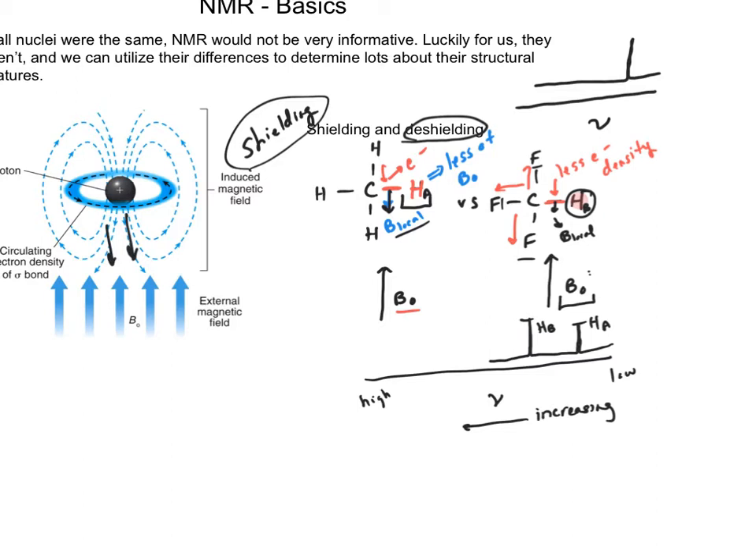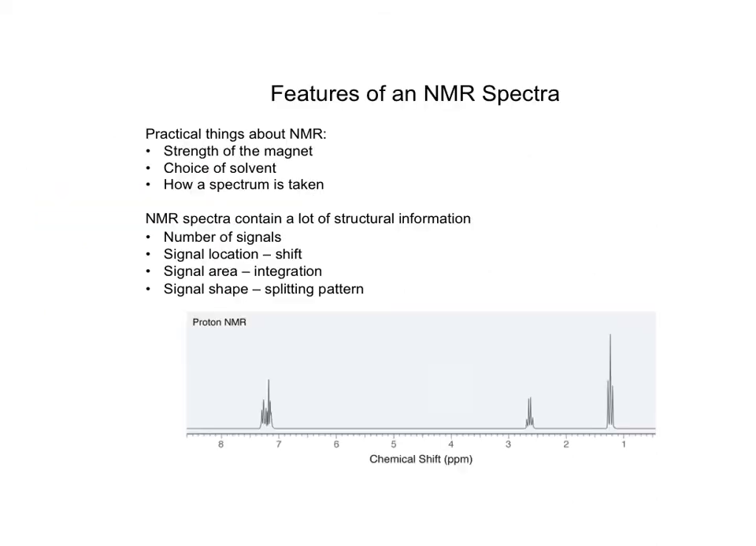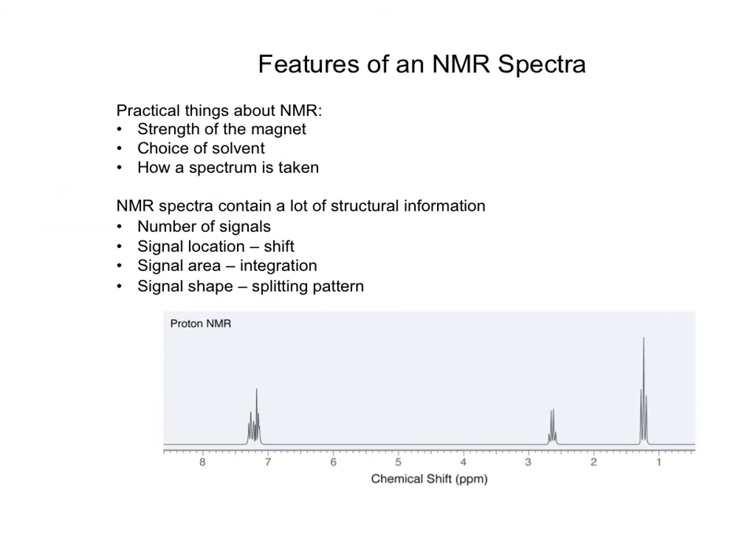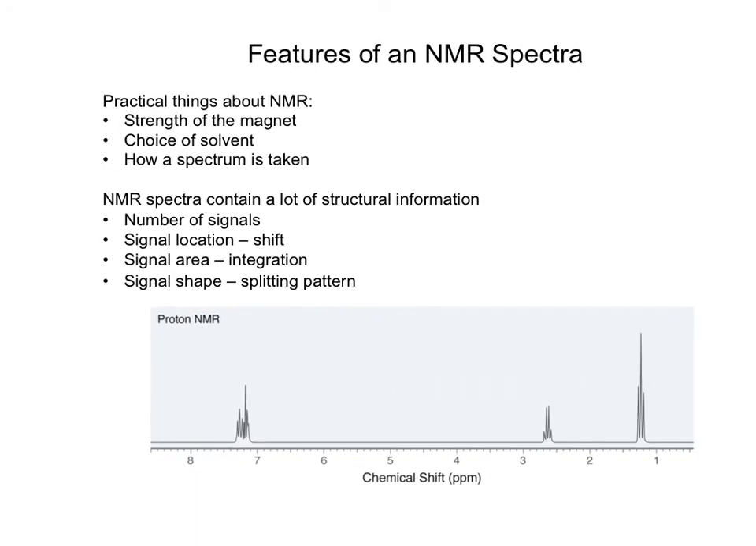Okay, so that's the basis. So now we're going to talk about real NMR, what it actually looks like, and what we can gain from a spectrum. How we're going to actually utilize this type of information to track back and use that to determine the structure of our molecule. We're going to go through the various features of NMR spectra to understand exactly what they're telling us at each different point, okay?